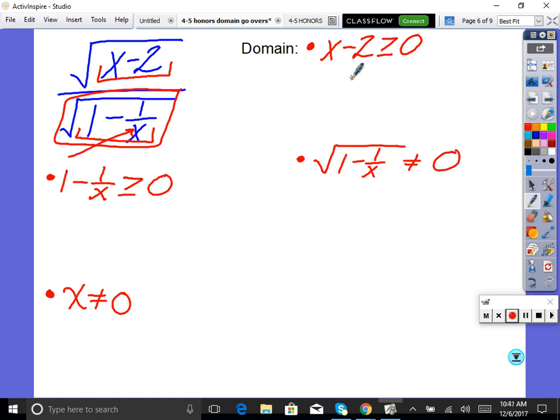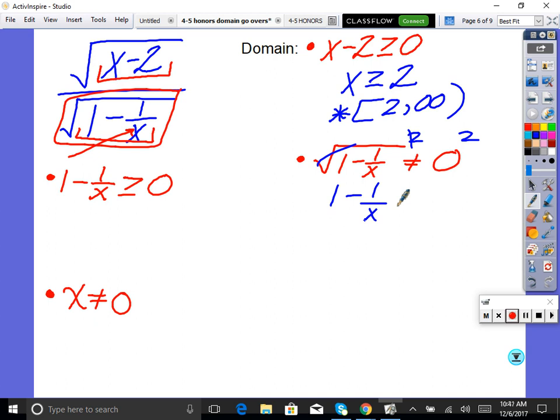Isn't my answer here, x must be greater than or equal to 2? Let's write it in interval notation. So from 2 to infinity right now. I'm going to put a little star. We'll come back to that. Now solve here. Square root cancels out with power. 1 minus 1 over x cannot equal 0.